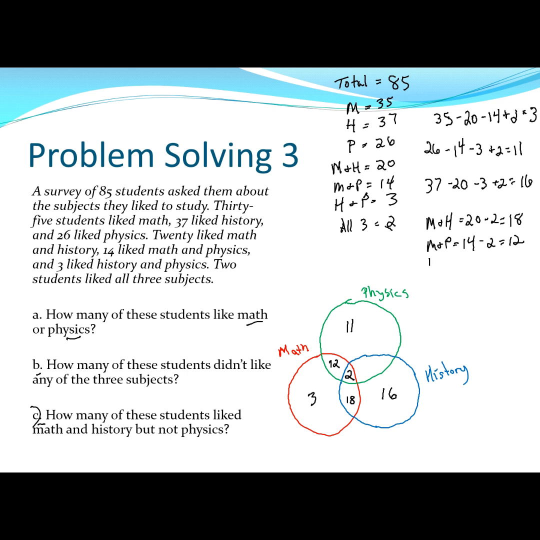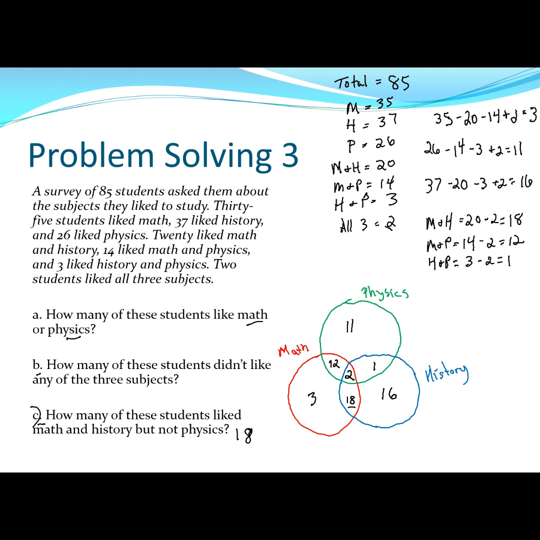And then for history and physics, we know that 3 liked them. We're going to subtract 2, and we're going to have 1. So only 1 student liked history and physics. Now we've got all the spots circled, and it says how many of these students like math and history but not physics? Well, we can look right here. The answer, math and history but not physics, that would be 18. So letter C is going to be 18.